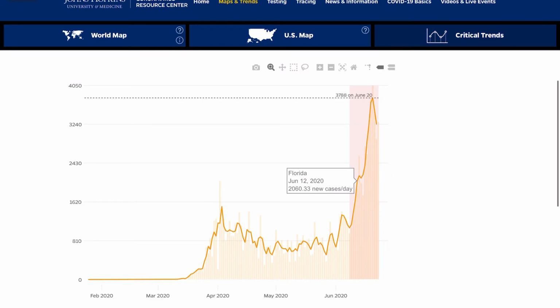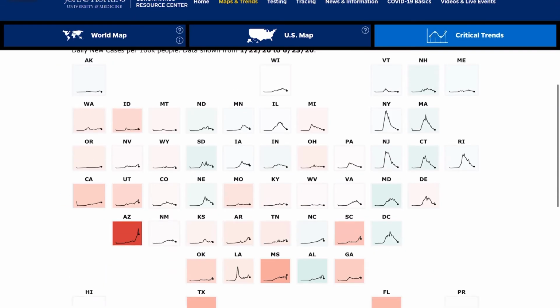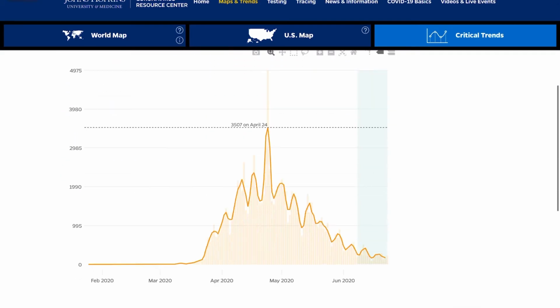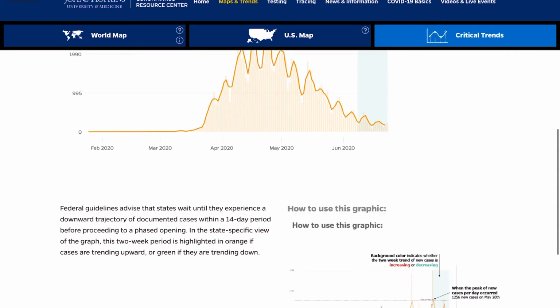Now let's go to critical trends one more time, and we will see one more very important state as one of our case control, the state that is doing an amazing job apart from New York. Let's go and see Massachusetts. You will notice that Massachusetts is actually out of its first wave, just because of rigorous quarantine, by making people follow social distancing and all that.